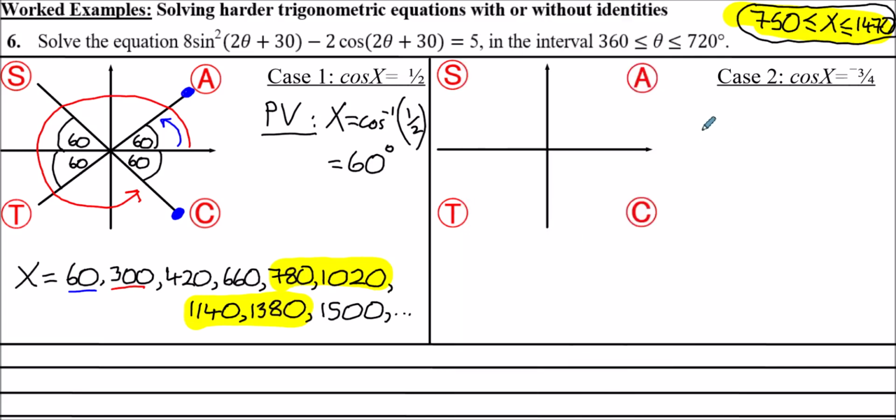So this principal value is x was cos minus 1 of minus 3/4, which came out to be 138.6. That's not in the required range. It's not to say it's not helpful though. So again, just doing our CAST diagram, putting in the big X here.